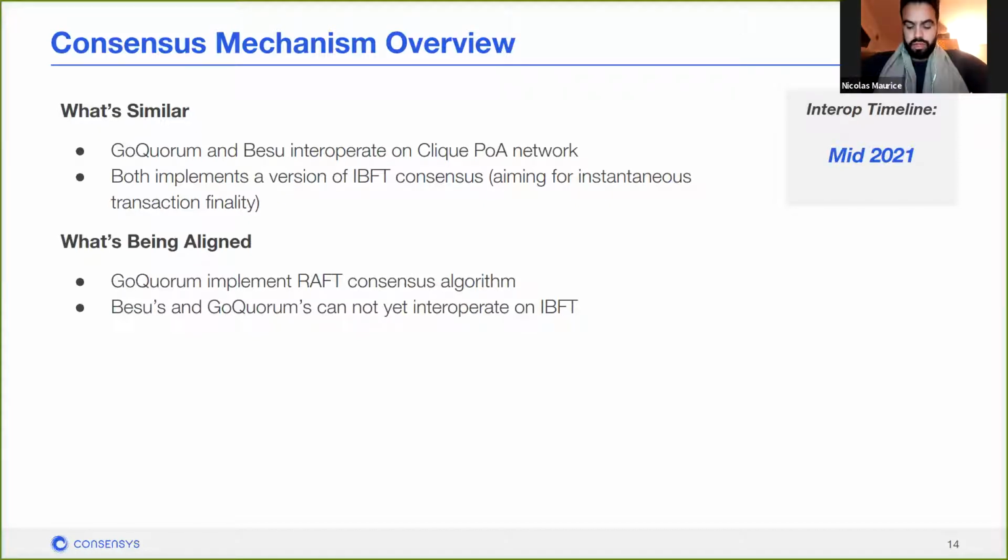So the current state is that they both have an implementation of an IBFT consensus algorithm. As already mentioned, here we are aiming for fast finality of transactions and increased performance of the clients in terms of TPS. So they both already have an implementation, but those two implementations are not yet interoperable. In particular, they differ on some aspects.